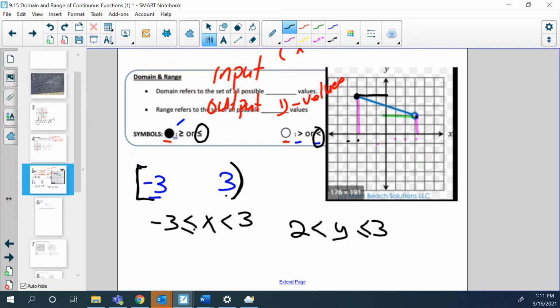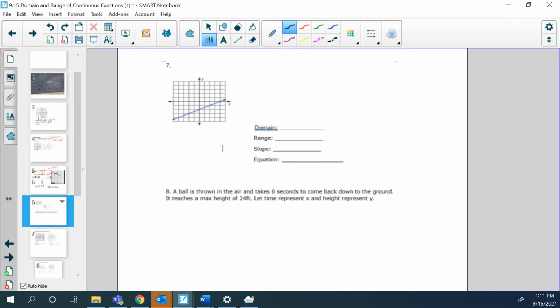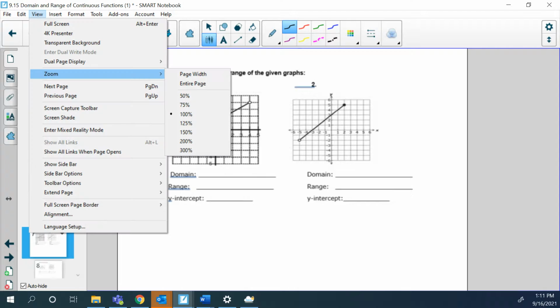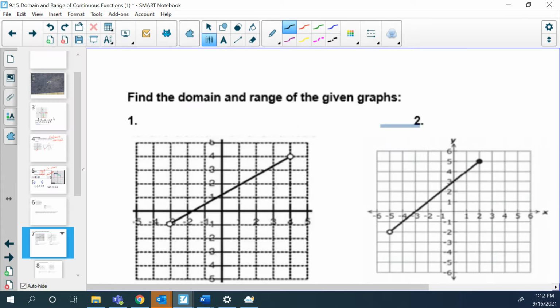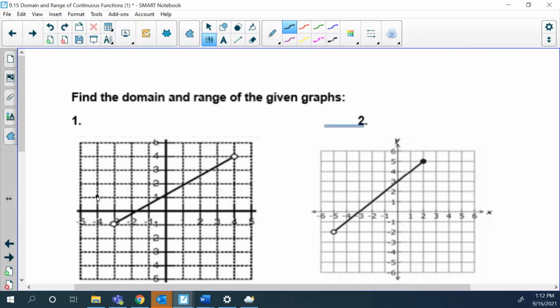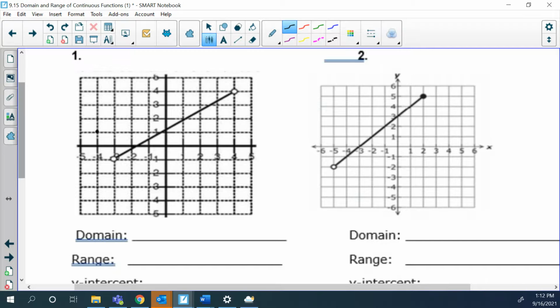All right, before I get to 7, let's do 2 and 3 first, all right? So let me zoom in just a little bit, so it's a little bigger. Let's go to 200. Yeah, let's do 200, okay? So we're going to do number 2 first. Okay, number 2. So let's find the domain.